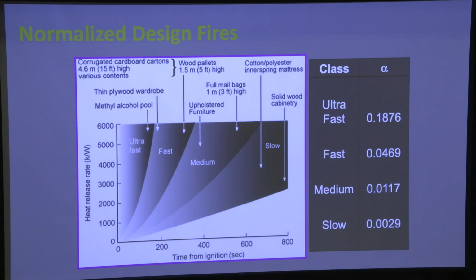So, lithium-ion batteries, what is the problem? When we design residential buildings, we assume that the type of materials that we have in residential buildings correspond to a medium fire, okay?